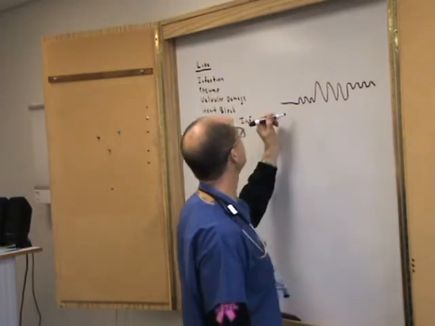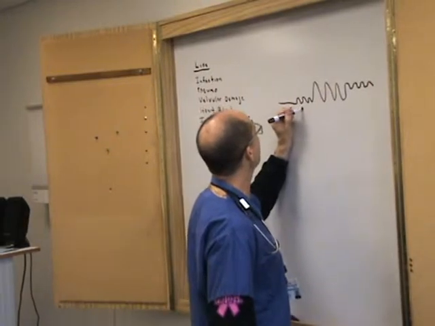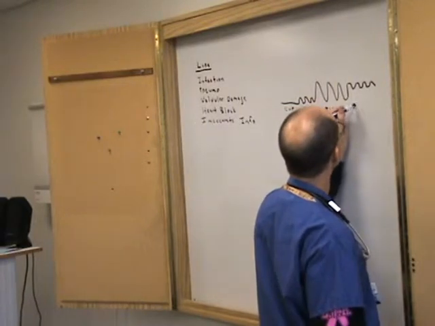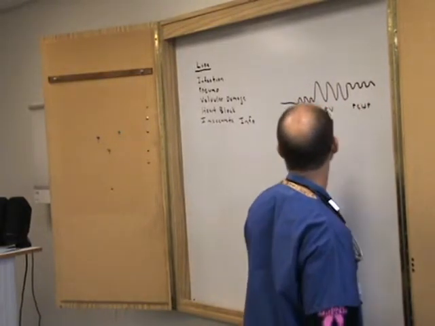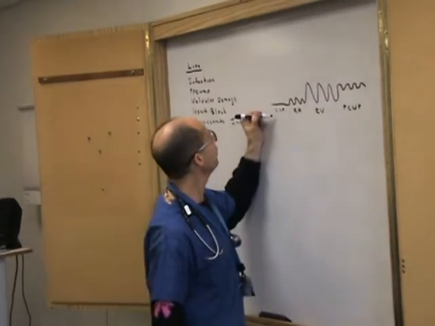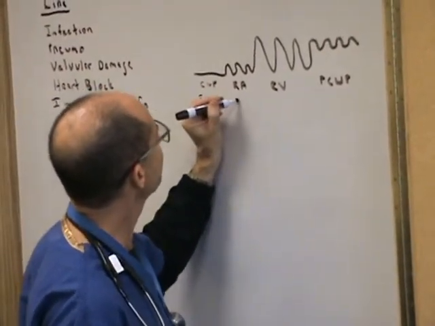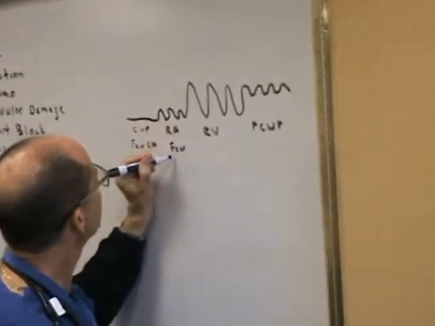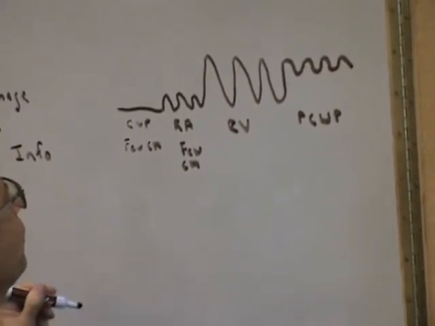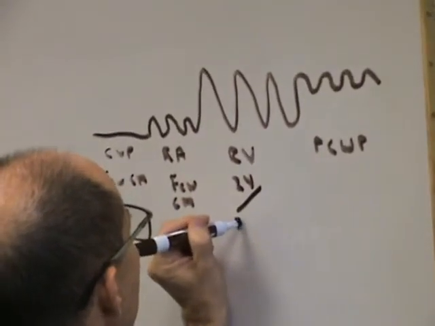Okay. So this is your CVP, this is your RA, this is your RV, and this is your pulmonary capillary wedge pressure. For the sake of expediting this, this is going to be a few centimeters of pressure, and your RA isn't much more. You don't need to know numbers so much. Your RV is going to be ideally 24 over a few centimeters.